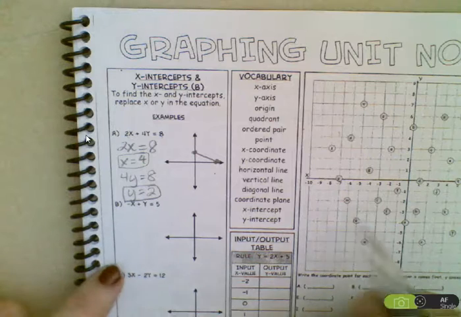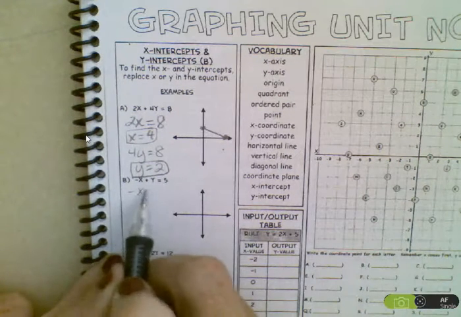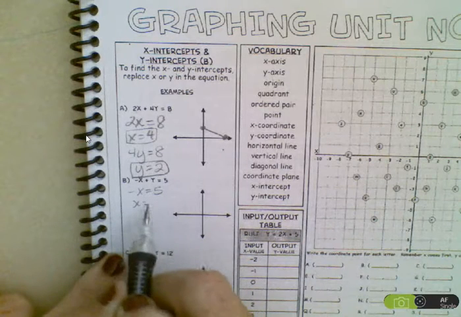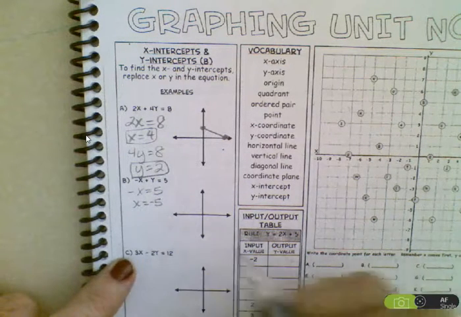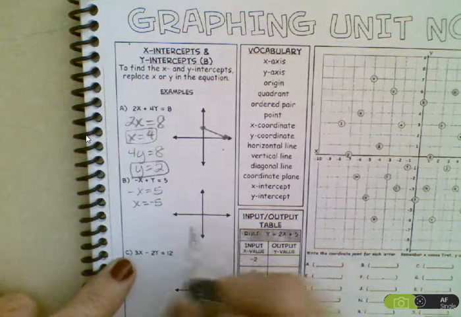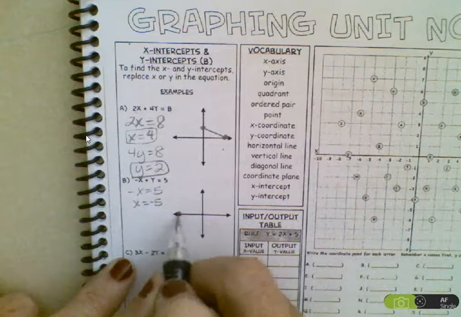B, Karina. What's your first equation going to be? Negative x equals 5. So x equals what? Negative 5. Where is that on the x-axis? To the left 5. Good.